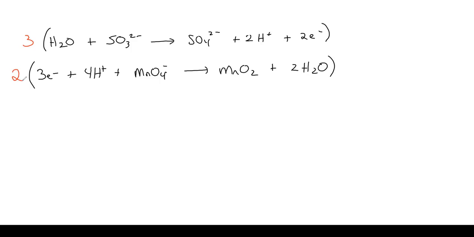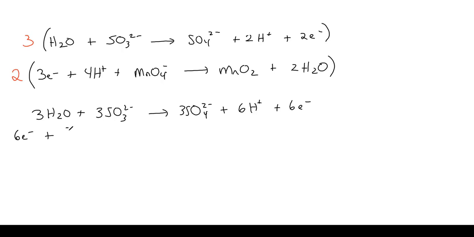So now what we need to do is go through and multiply. So I'm going to rewrite this. So we're going to have 3 H2O and 3 sulfite. That's going to go to 3 sulfate, and 3 times 2 is 6 H plus and 6 electrons. Okay, for the second one, we're going to have our 6 electrons. We're going to have 8 H plus, 2 permanganate. That's going to give us 2 manganese dioxide and 4 water.